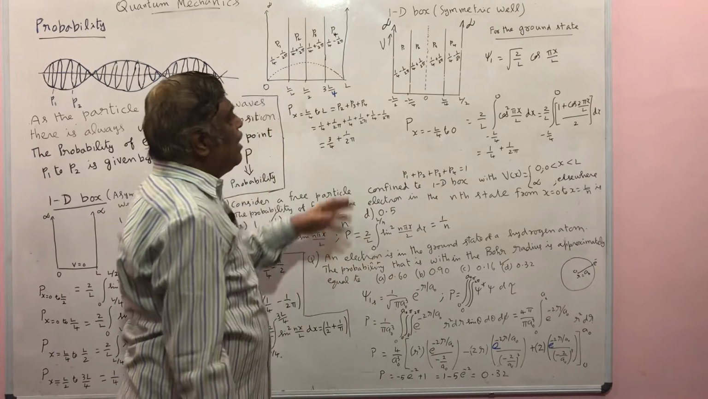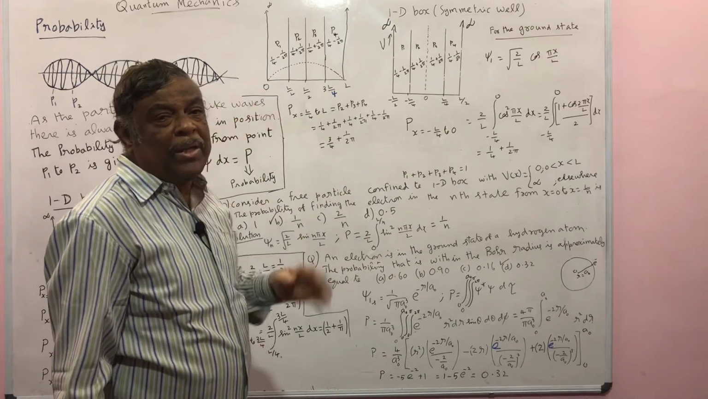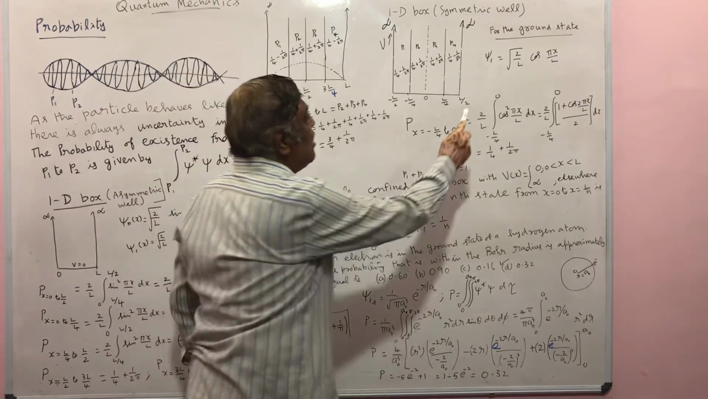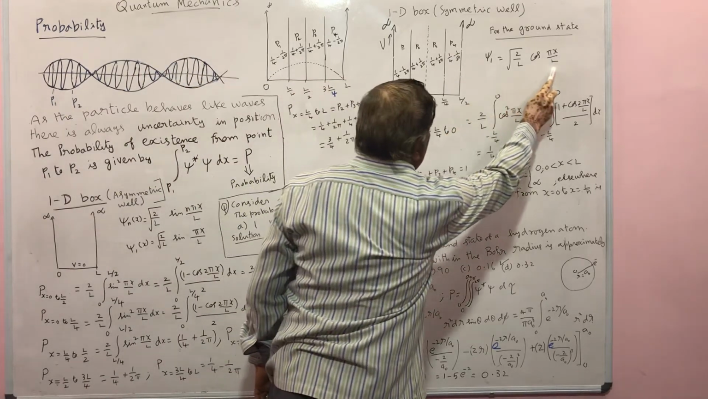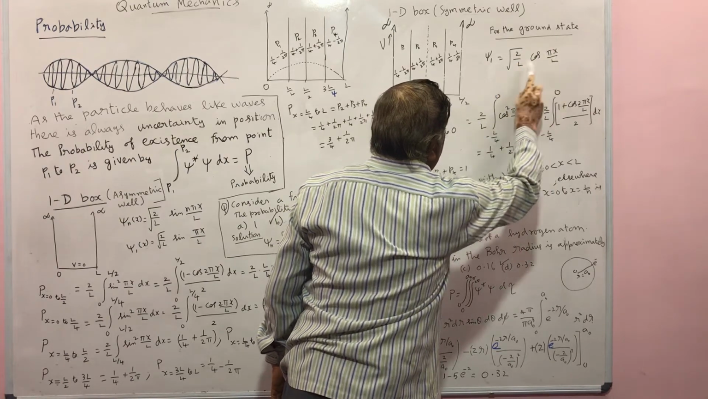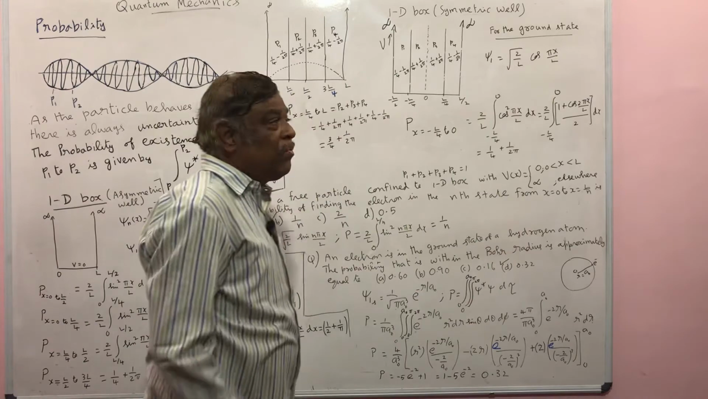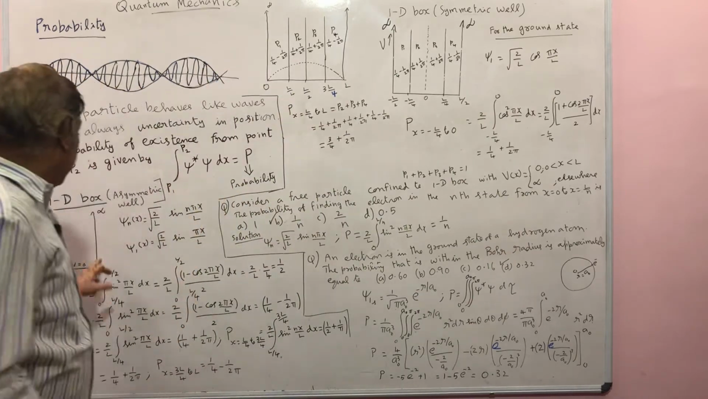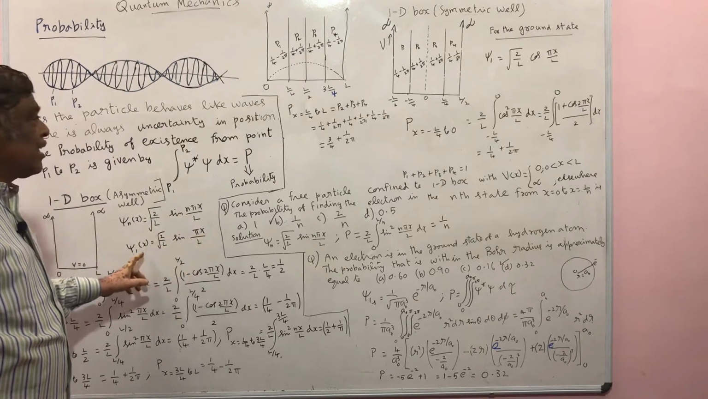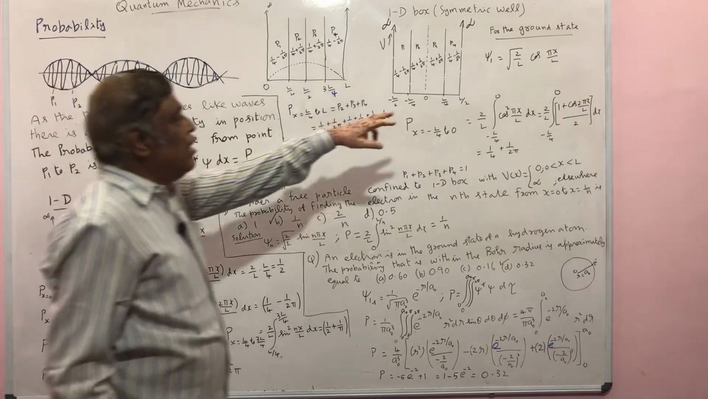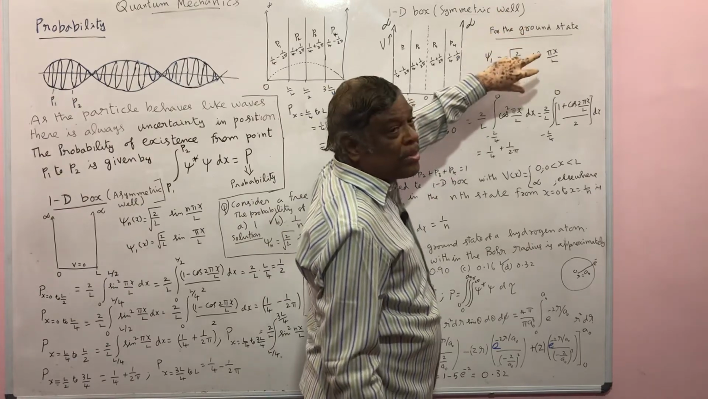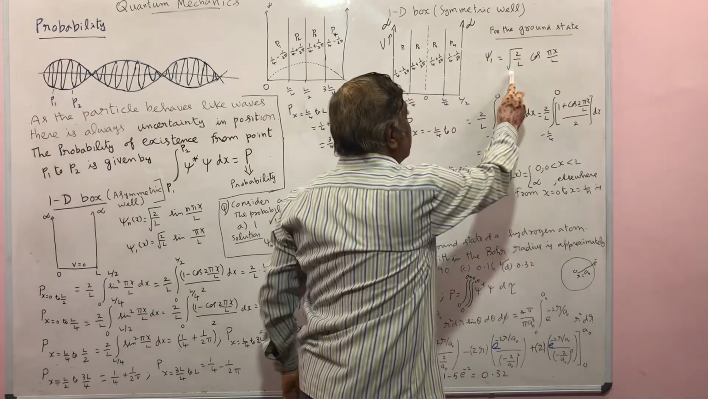Now, here let us calculate the probability of finding the particle in the ground state. Here the ground state wave function is a cosine form. Psi 1 is equal to square root of 2 by L cos pi x by L. This is the ground state wave function. For the previous problem, it was square root of 2 by L sin pi x by L. So, psi 2 will be a sine, psi 3 again will be a cosine and so on. That we have already discussed.